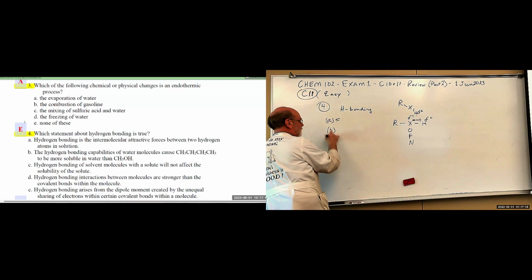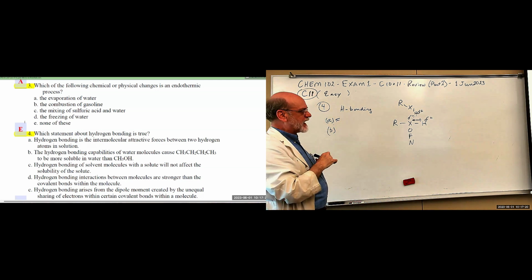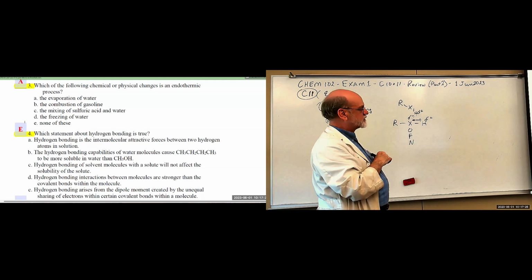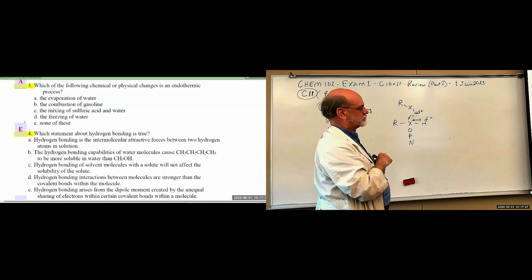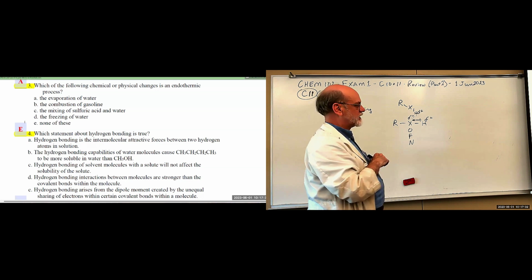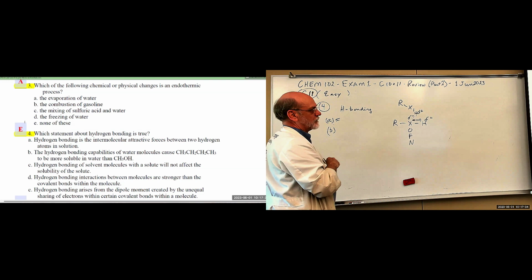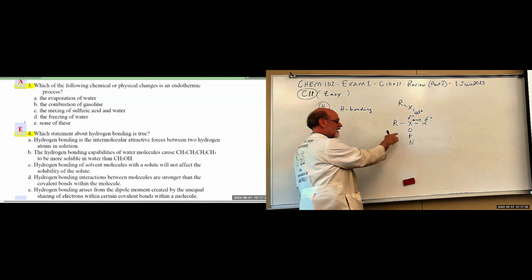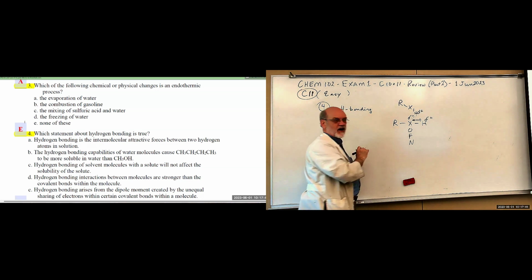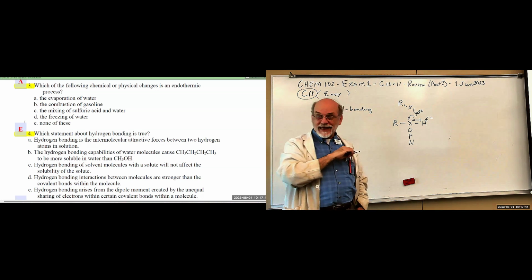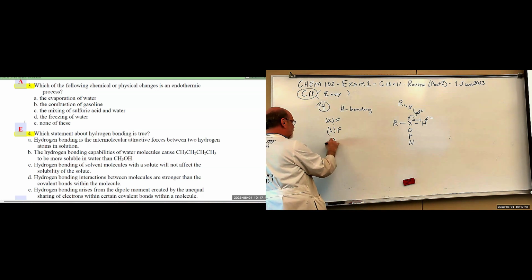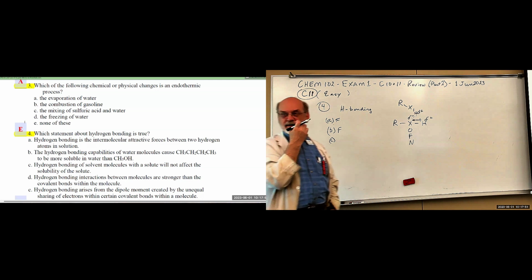How about B? The hydrogen bonding capabilities of the water molecules cause butane, with 4 carbons, to be more soluble in water than CH3OH. No, butane can't hydrogen bond. Hydrogen is not bonded to one of these, it's bonded to all carbons. So butane can't hydrogen bond, it's impossible. That's the stuff that's in butane lighters, by the way.